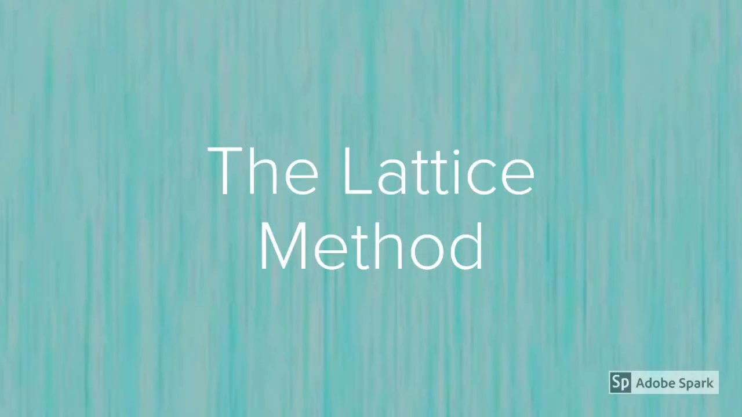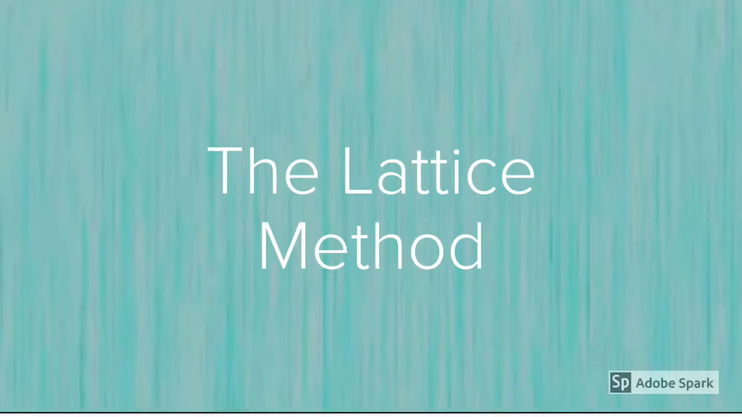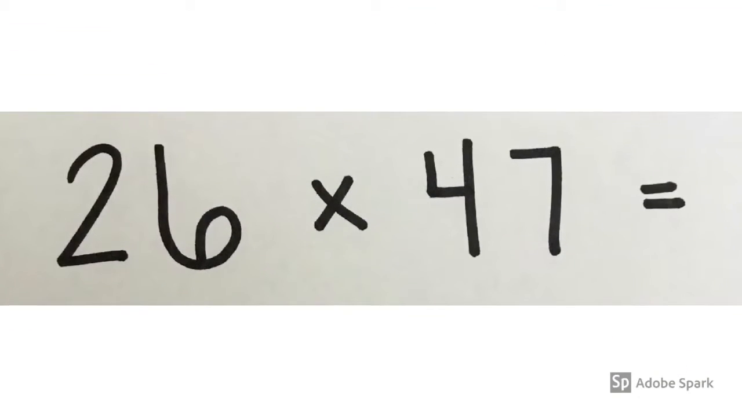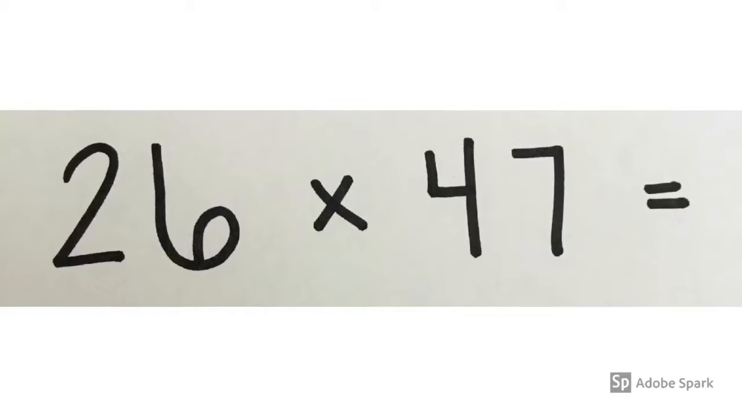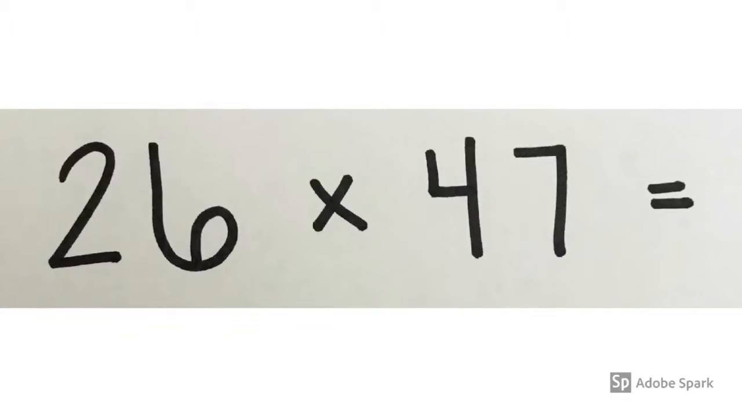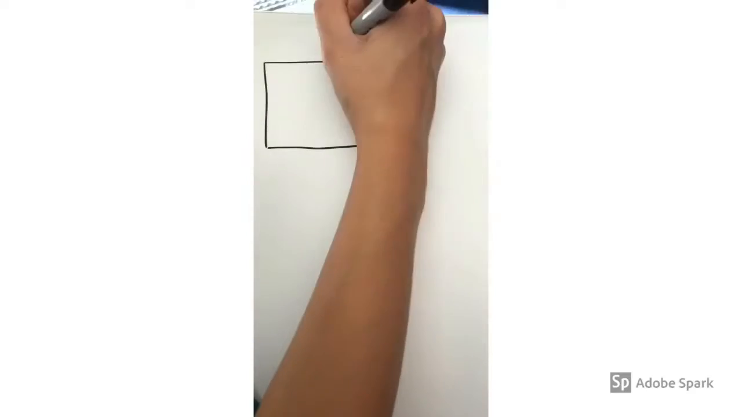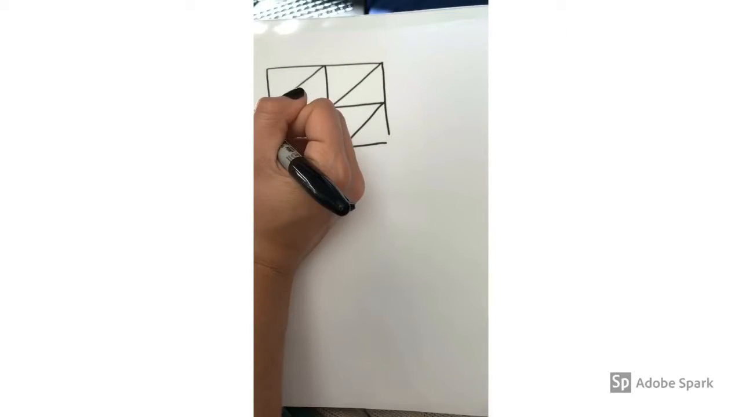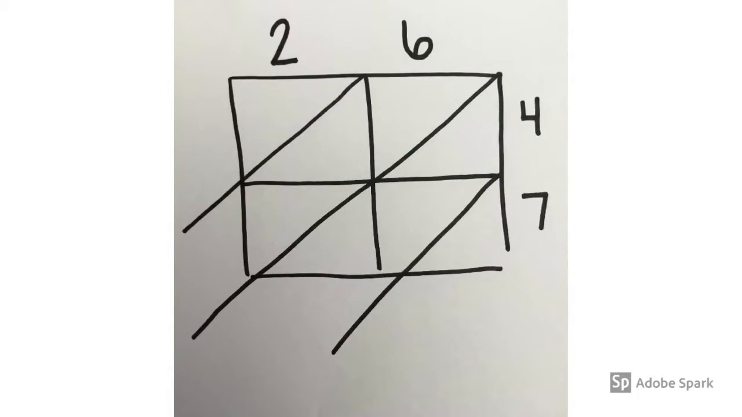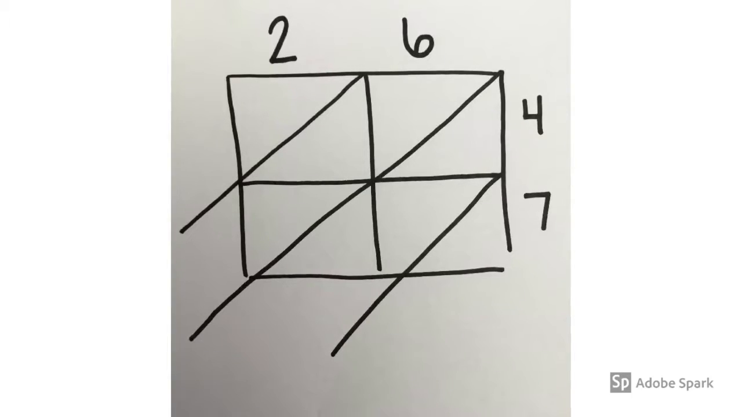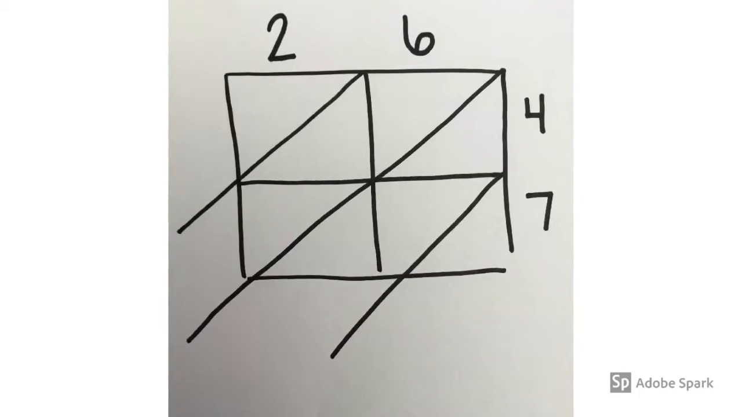Our second multiplication strategy is the lattice method. First things first, we must start with our problem, 26 times 47. Now that we know our problem, we need to draw a 4x4 lattice box with diagonal lines going through it. Our next step is to set up our problem above each square of the lattice.